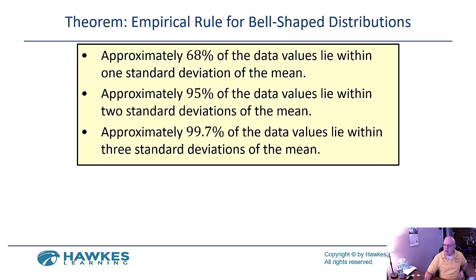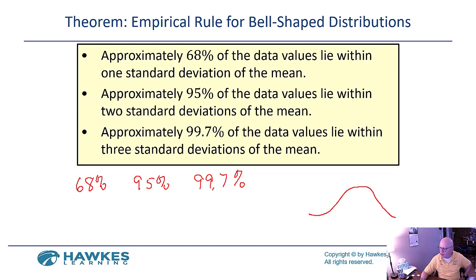Next, we're going to talk about the empirical rule. The three numbers to remember are the ones above: 68%, 95%, 99.7%. You want to remember those. What they mean is a little bit of this. We'll have a picture coming up too.